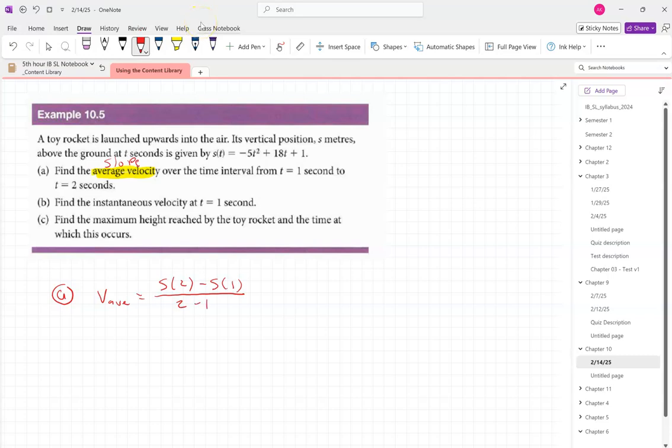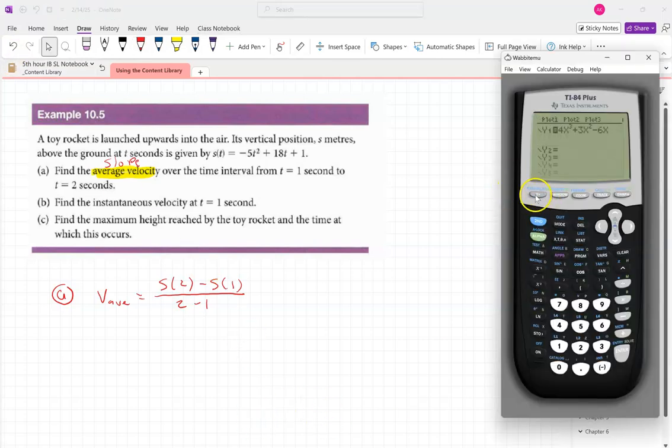So to do that, I'm just going to be doing s of 2 minus s of 1 over 2 minus 1. And again, I'm going to just do this on the calculator.